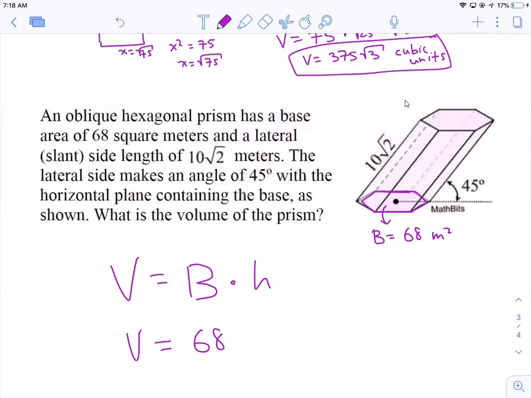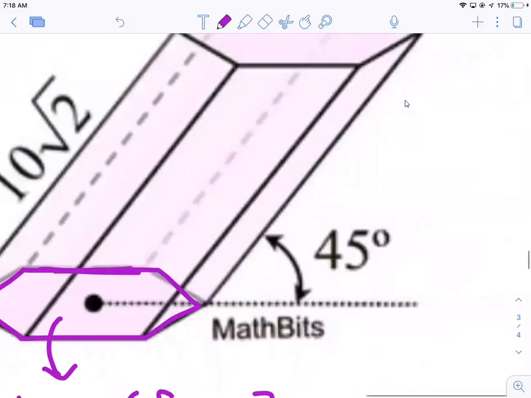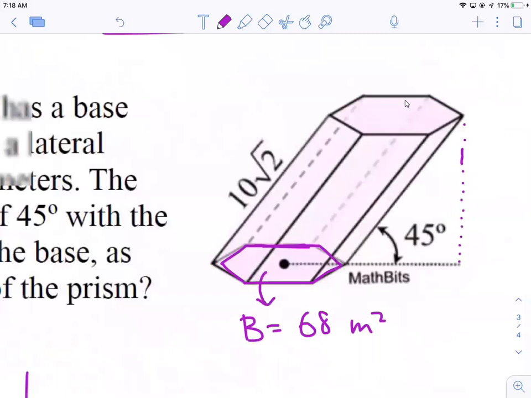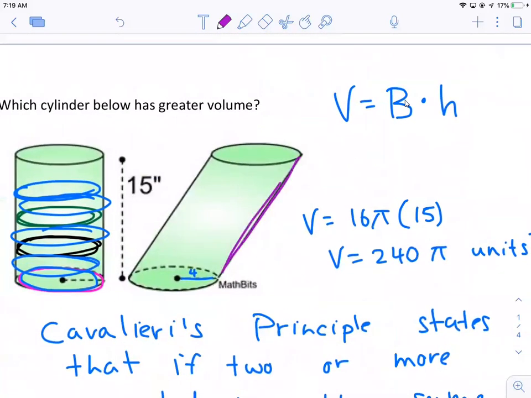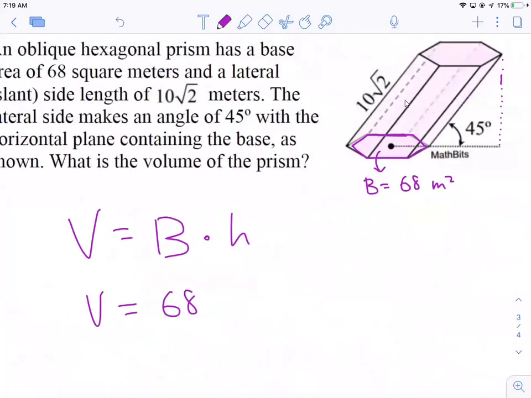So the lateral slant side length is 10 radical 2 meters. All right, you gotta be careful. That is not the height of the prism, right? That's the slant height. So the height that we want to multiply by is going to be this height, right? Just think about when we looked at the cylinder, right? This was not the height of the cylinder. The height of the cylinder is this, right? A vertical height. So we need to find that vertical height.